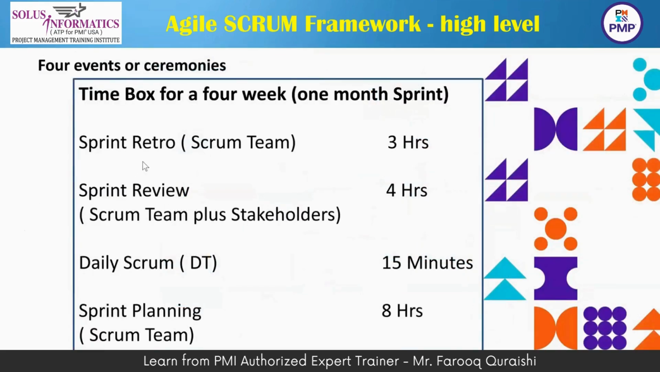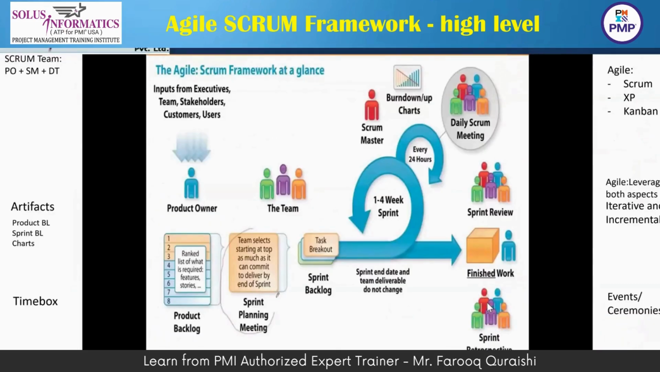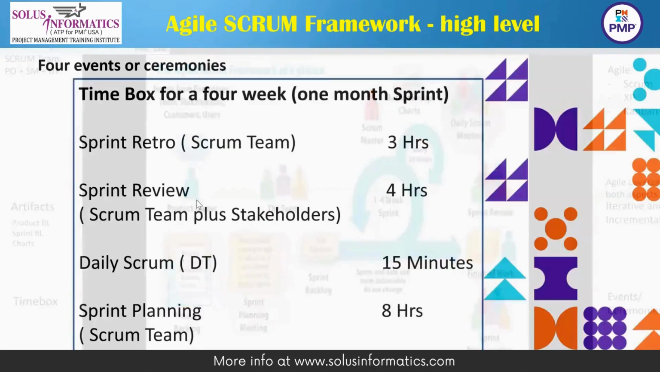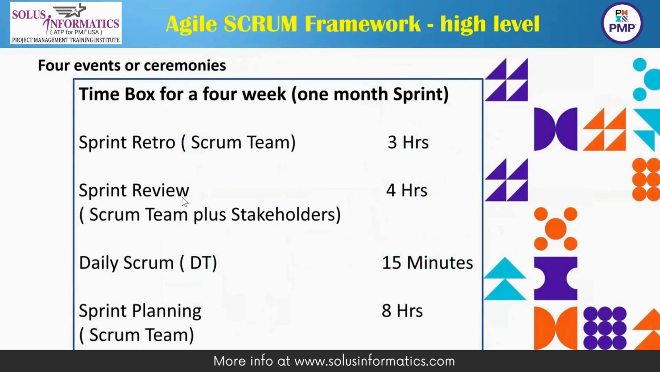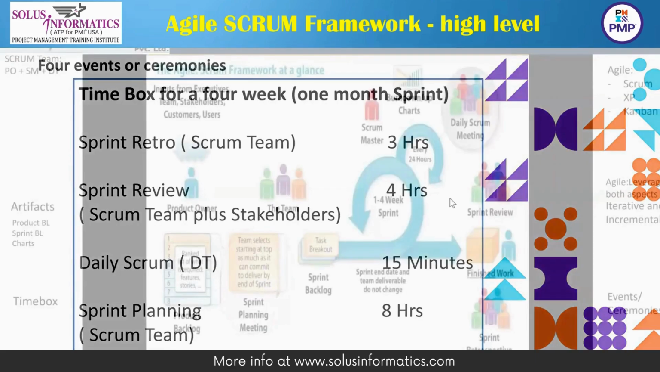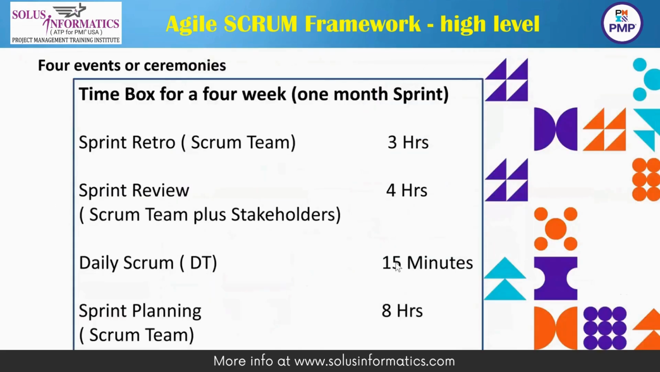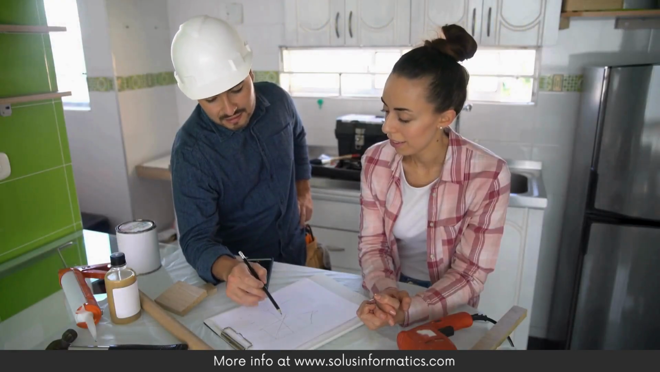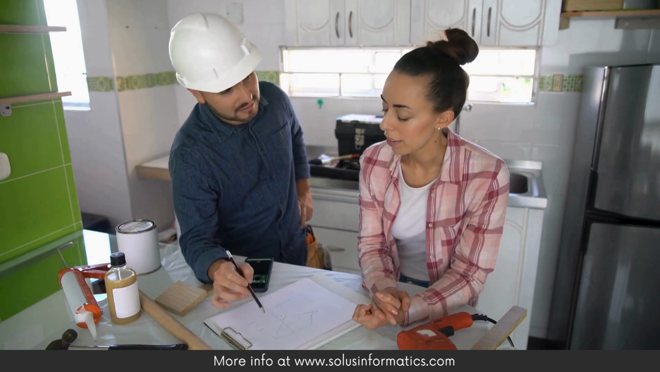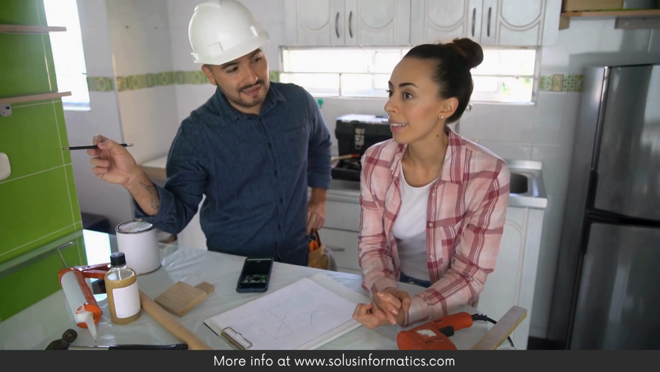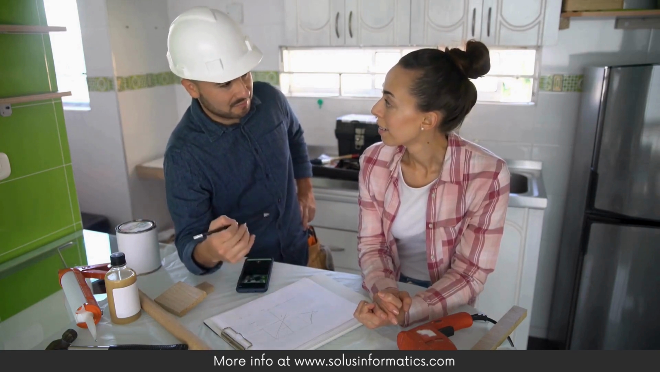If you have chosen a 4 week sprint or iteration, the sprint retro will be 3 hours. You do the sprint retro at the end of the sprint, and for a 1 month sprint it should not take more than 3 hours. The sprint review again happens once at the end of each sprint. If the sprint is 4 weeks, then showing this to the customer is 4 hours. Similarly, the daily scrum, the stand up meeting, will be 15 minutes and the sprint planning will be 8 hours.